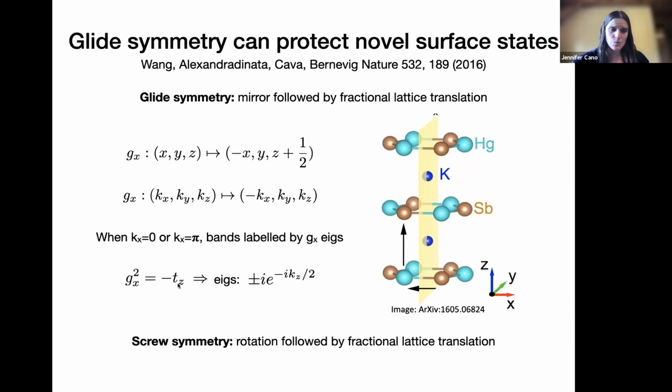Since we know that a translation in the z direction is implemented by a phase e to the i kz, the eigenvalues of this operator must have a phase e to the i kz over 2. Sorry, there's a minus sign, I didn't say: e to the minus i kz over 2, and then this factor of plus or minus i out front. So the weird feature of eigenvalues of glide symmetries is that they depend on k. They're not just fixed numbers.